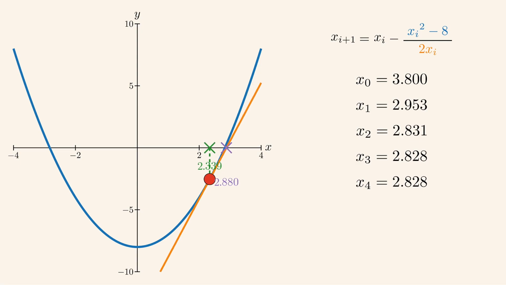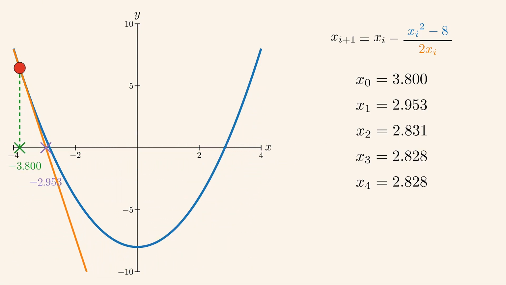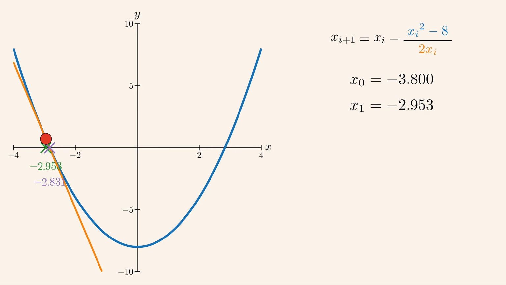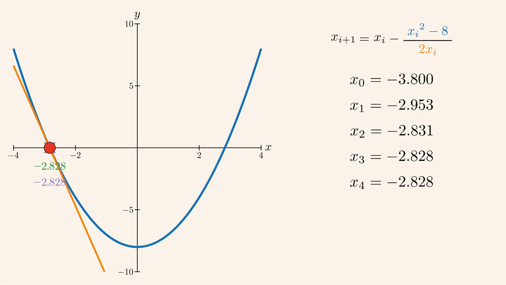Next, let's run the iterations again, but this time using an initial value of minus 3.8. Just like before, the method progresses quite smoothly and gently. There's not much instability. This time, we eventually converge to negative 2.828, which is the negative version of the answer that we found earlier. When we solve x squared equals 8, there were two possible solutions, a positive one and a negative one, and this is the negative solution.